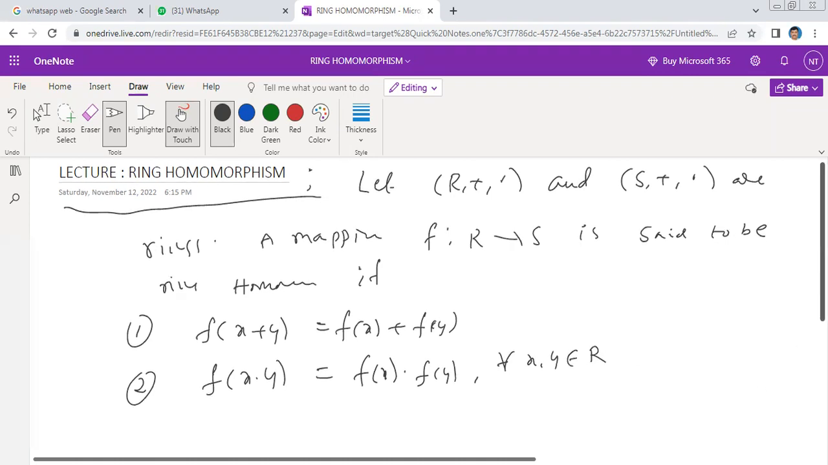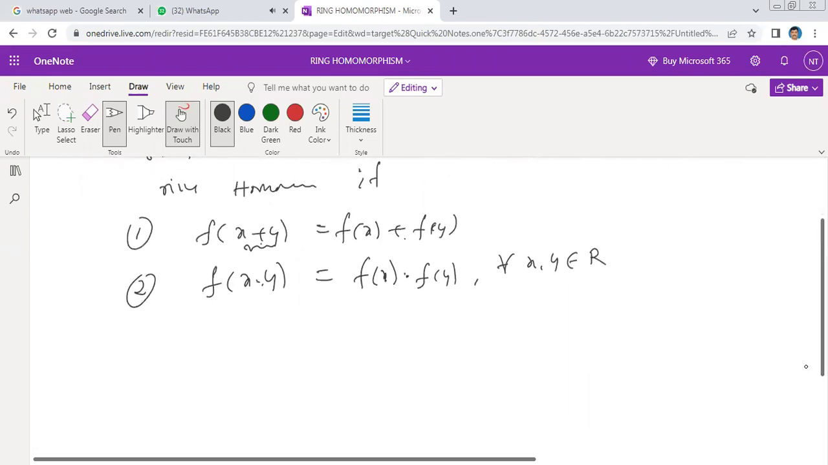Under addition, you observe that these operations, plus and dot, are operations in R, and their images are operations in S. Here the operation in S is also the dot operation in S. So whenever these two conditions are satisfied, that mapping is said to be a ring homomorphism.